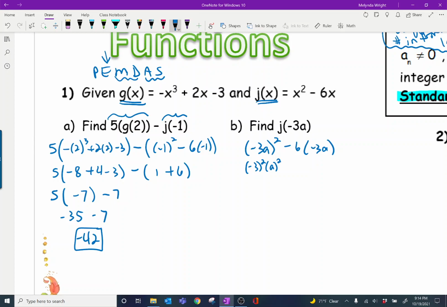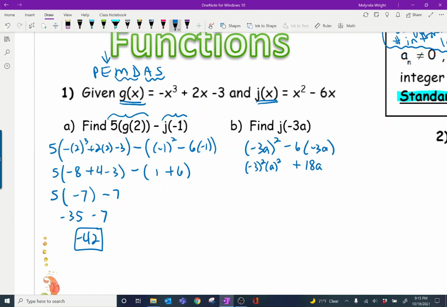Okay, now I am being real specific and writing that out just in case you have forgotten your order of operations. I'm sure no one has. I'm sure we haven't done that. So now we'll work on that in just a moment. So I have a negative 6, or we can think of it as plus a negative 6 times a negative 3a. That would give me, what, a positive 18a.